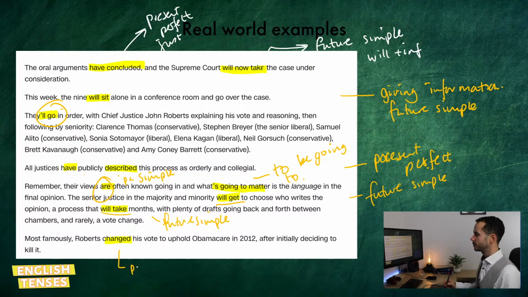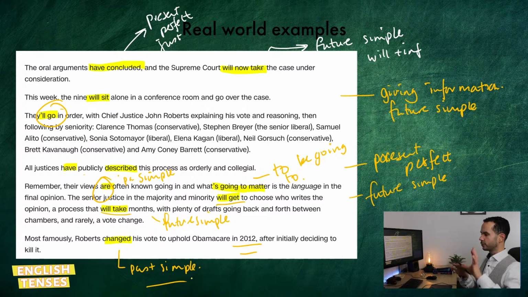And finally we have past simple, because this is something that happened in the past and is completely over. He changed his vote in 2012, an expression of finished time. Now, as you can see, we can use future simple in lots of cases here, but they could have used something else as well. They could have said will get to choose, could have been something like are going to choose who writes the opinion. Makes the same sense, right? Because at some point it's going to happen anyway. So they could have used are going to, be going to, instead of will. And it is the case for most of the other future tenses as well.